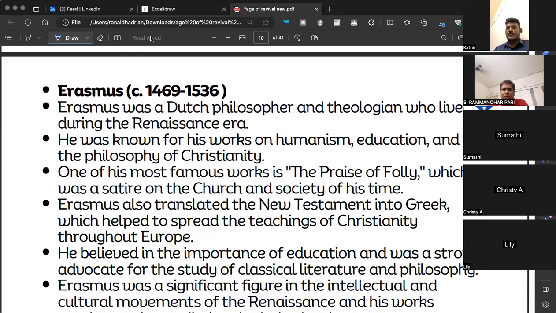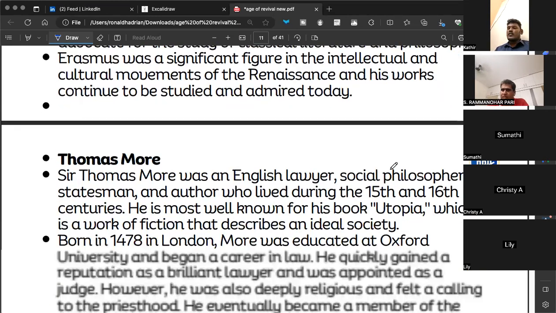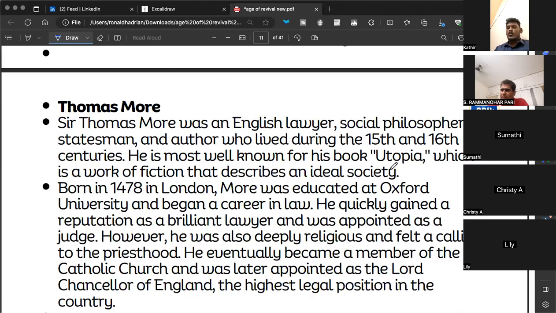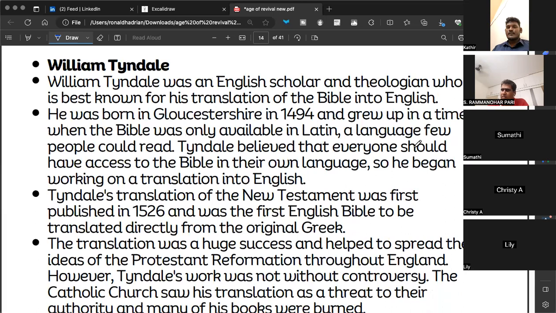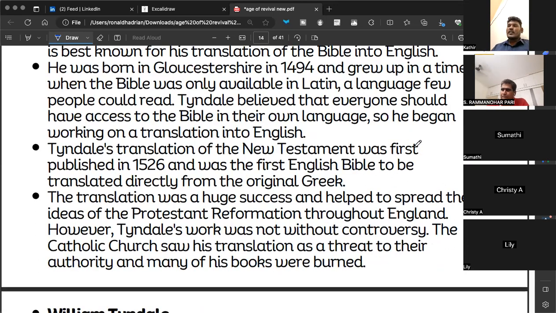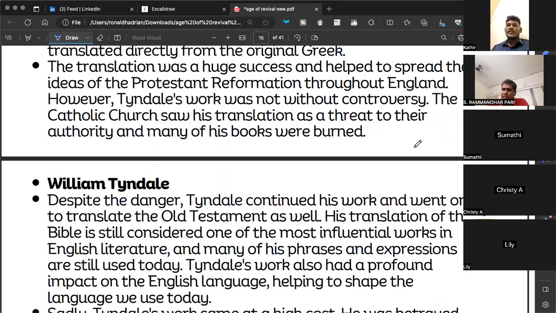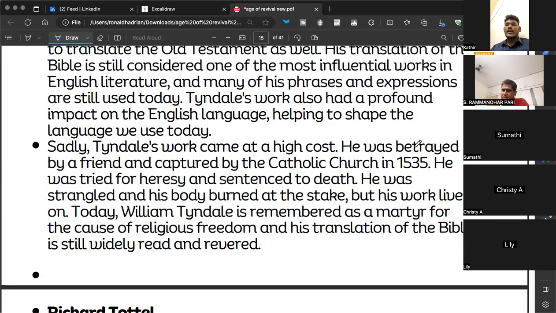Okay. Erasmus' famous work. The Praise of Folly. Very good. Then Thomas More. Utopia. Those things we have seen yesterday. Then we have seen William Tyndale. What was he most famous for? The English Bible. Yeah. He translated it from the original Greek Bibles.